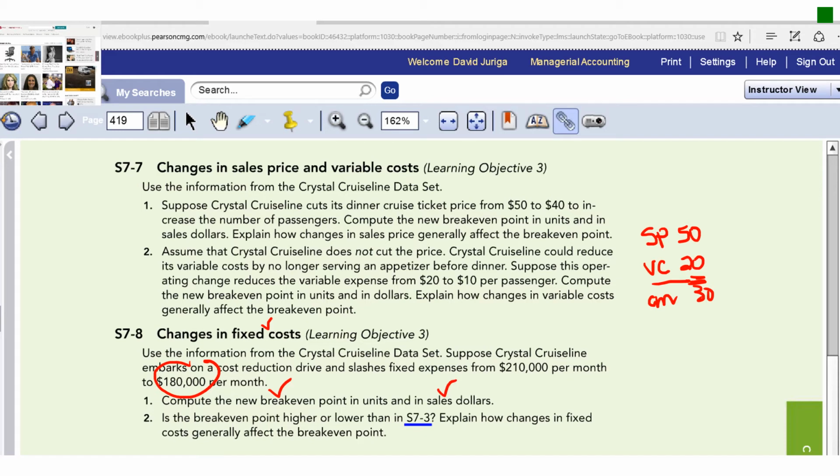It's going to be the same formula. Remember, you'll just take 180 because that's going to be your fixed cost. Divide that by 30. That'll be the new break-even point. And then notice your CM ratio is changing. Now your CM ratio is going to be at 60%.